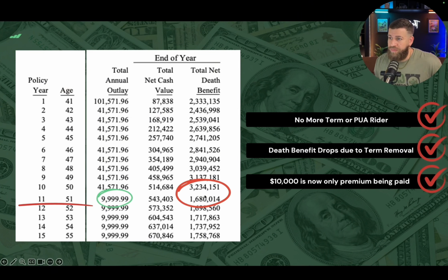So Mr. YouTube viewer can decide to keep the term rider in force to maximize the death benefit for his family. Or maybe he decides, hey, I'm 50, I'm super healthy, and I'm still trying to maximize the cash value of my policy. It might make sense to drop off this term rider right now. Completely up to him. So in this example, we dropped the term rider after year 10. You can see we also dropped off that PUA. So now the only money that's going into the contract is that $10,000 of base premium every year.